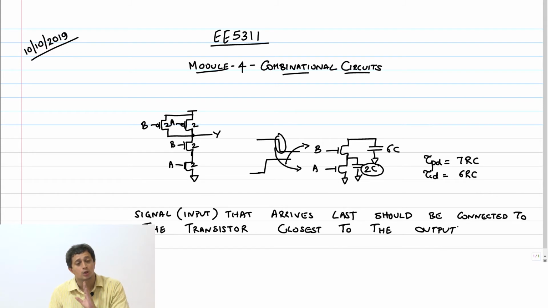Right? So this statement is true even if I have a NOR gate. If I have a NOR gate with a PMOS stack, then the input that arrives last should be connected to the PMOS transistor which is closest to the output. Clear? So what is an example here?